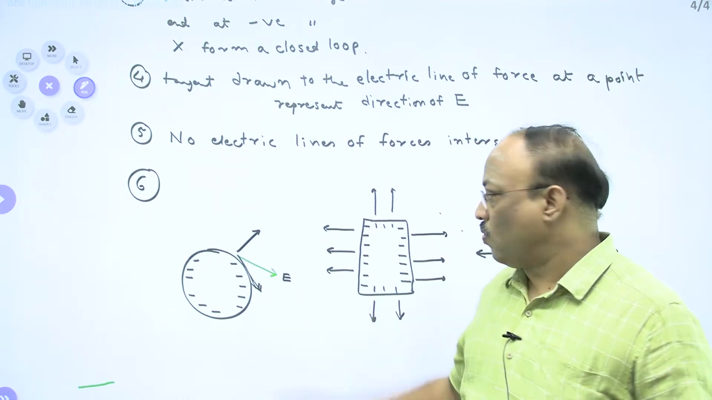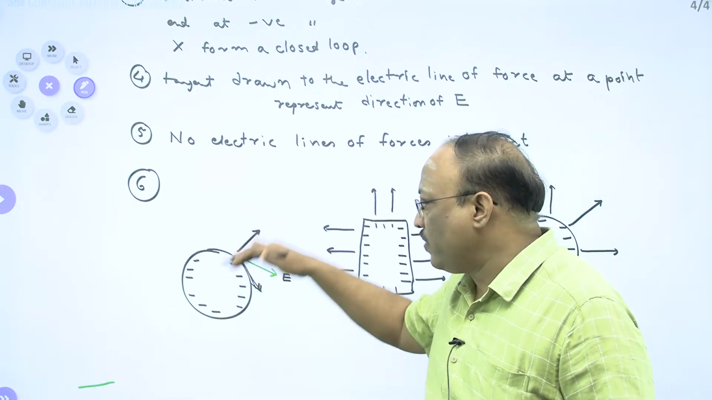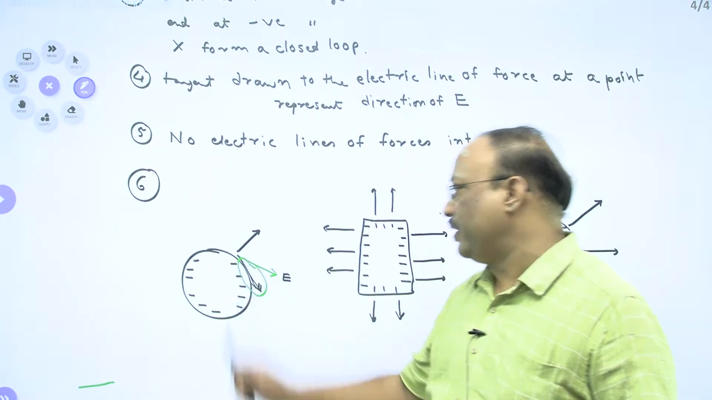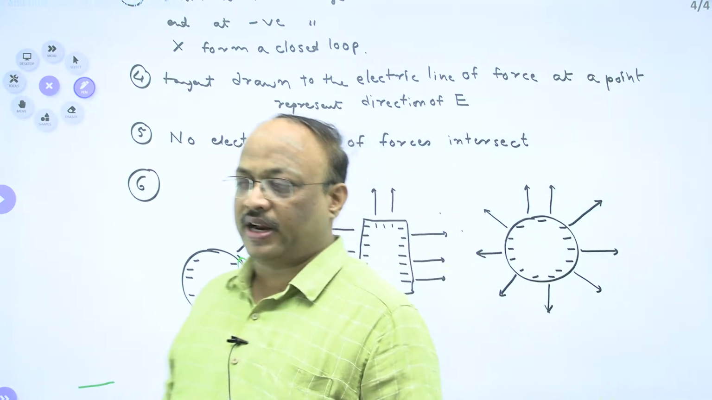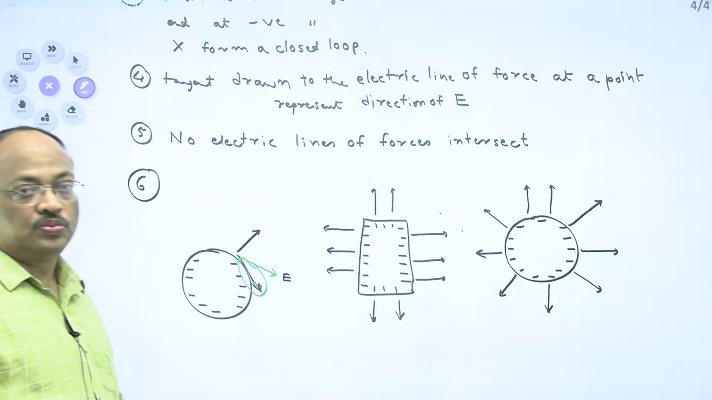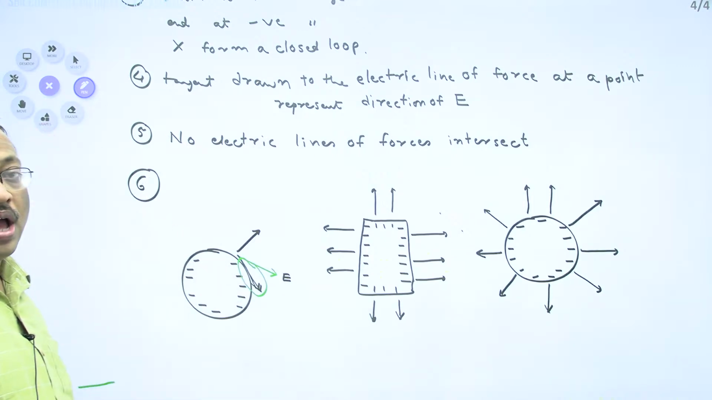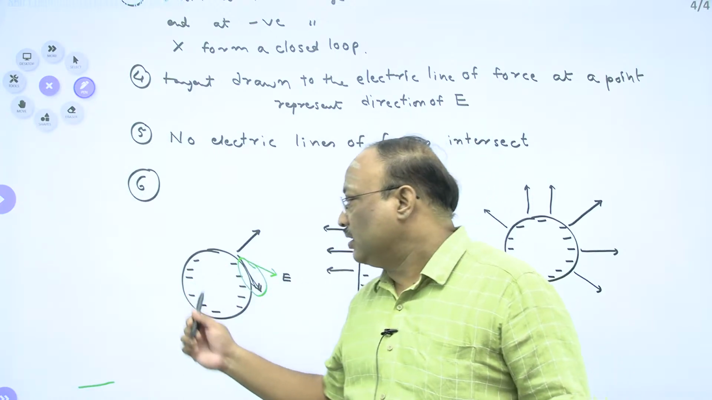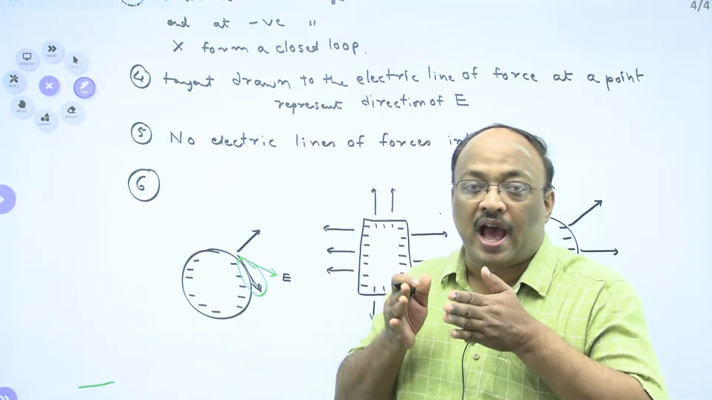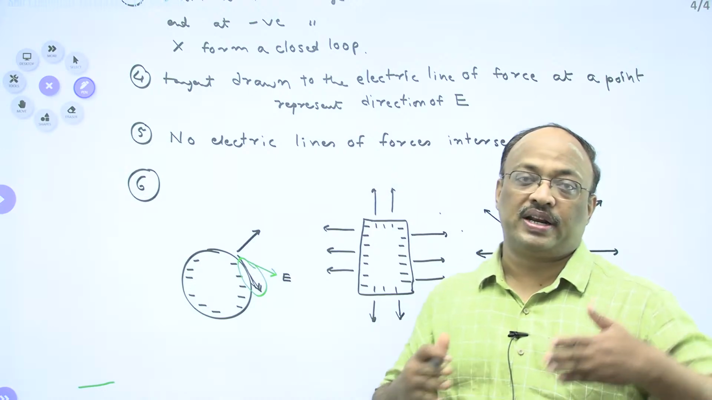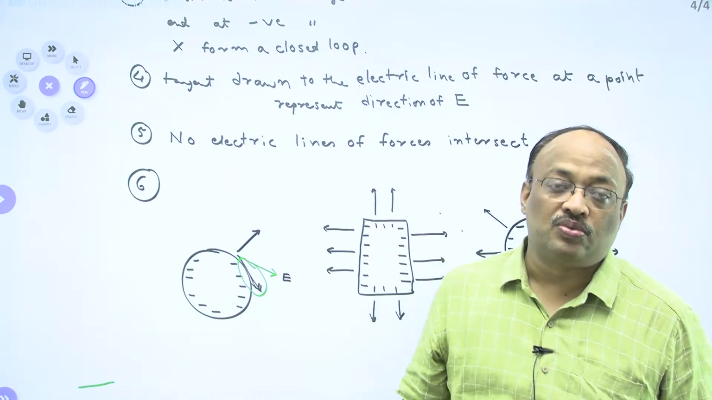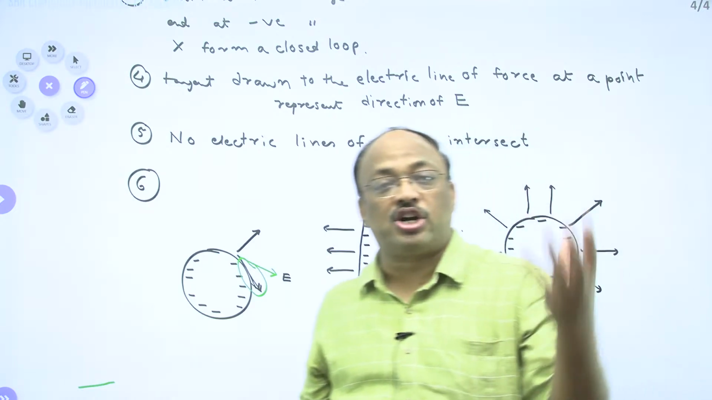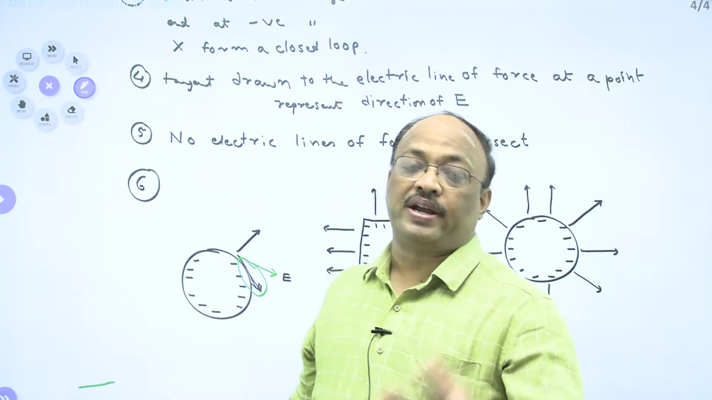If I resolve it in this way, this component of the electric field has to push the charges, and because of this component of the electric field, these electric charges have to move, which is a contradiction to electrostatics.